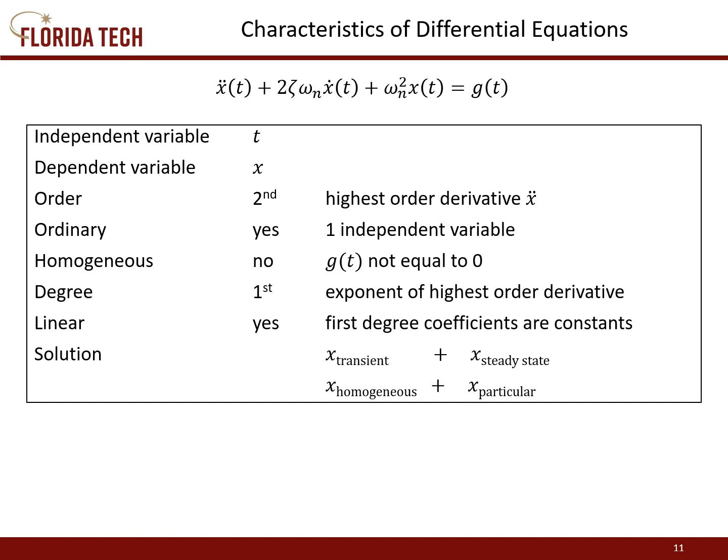The mathematicians like the homogeneous and the particular solution, but the airplane people really want to know what the transient versus the steady state solution are.